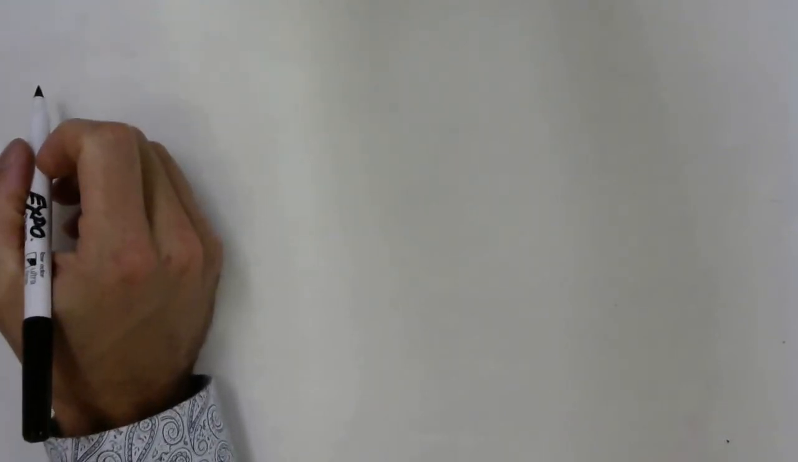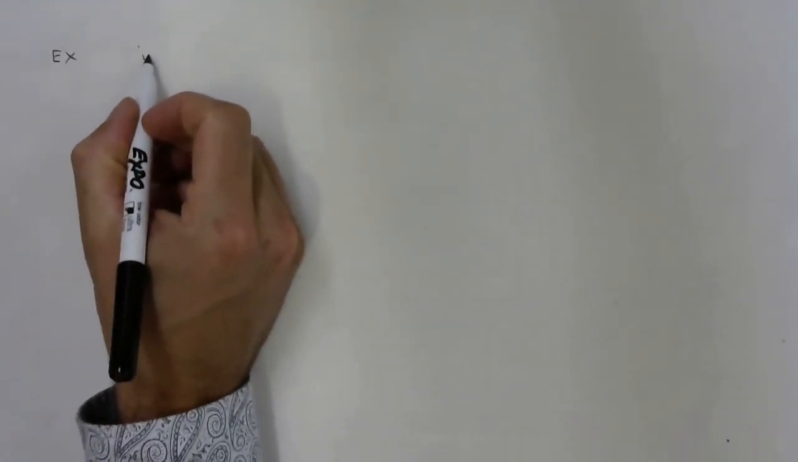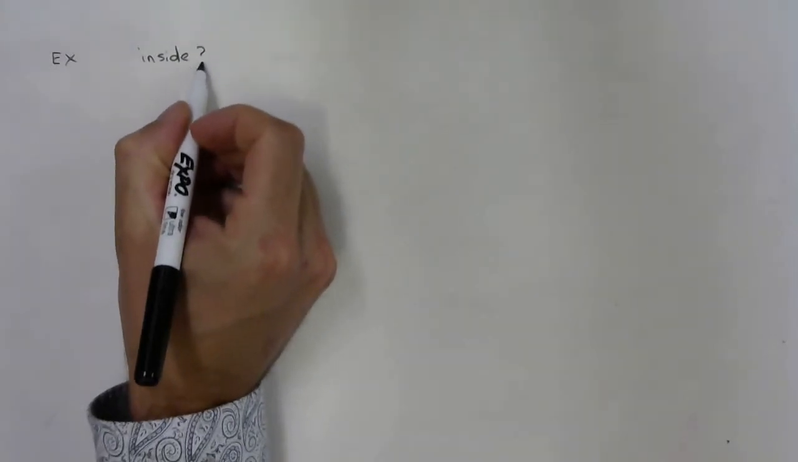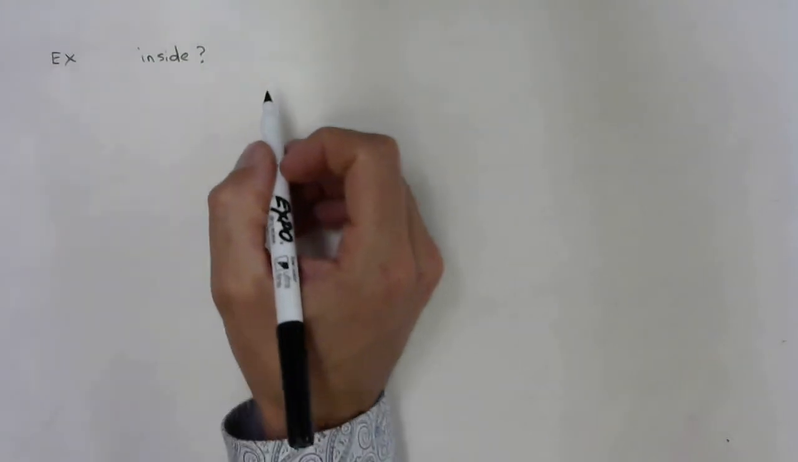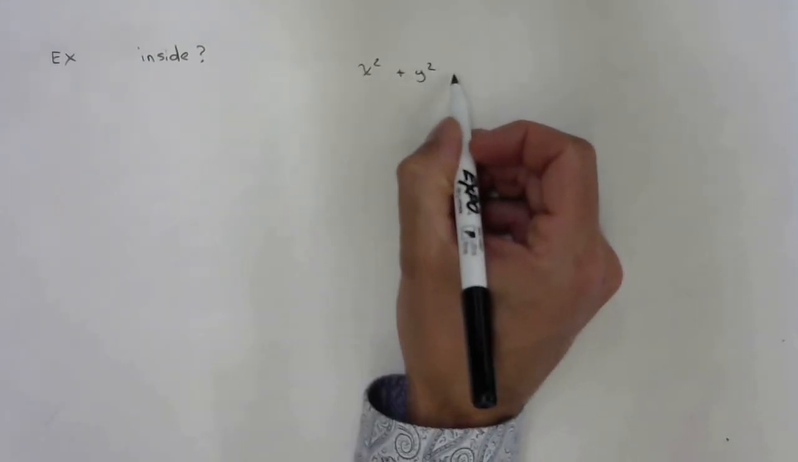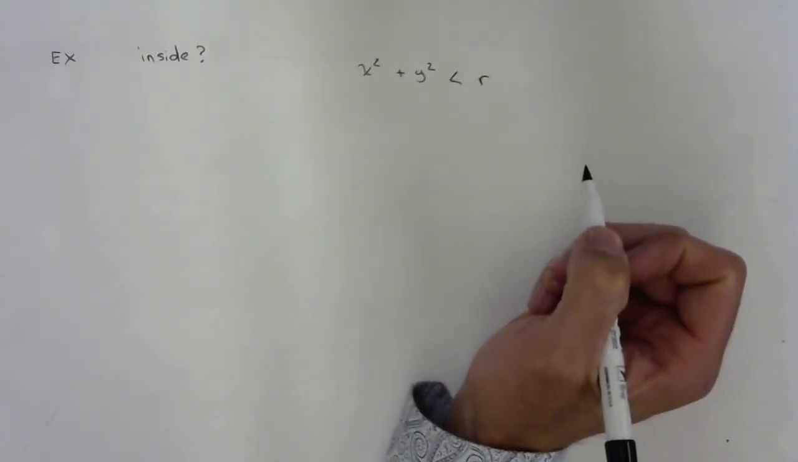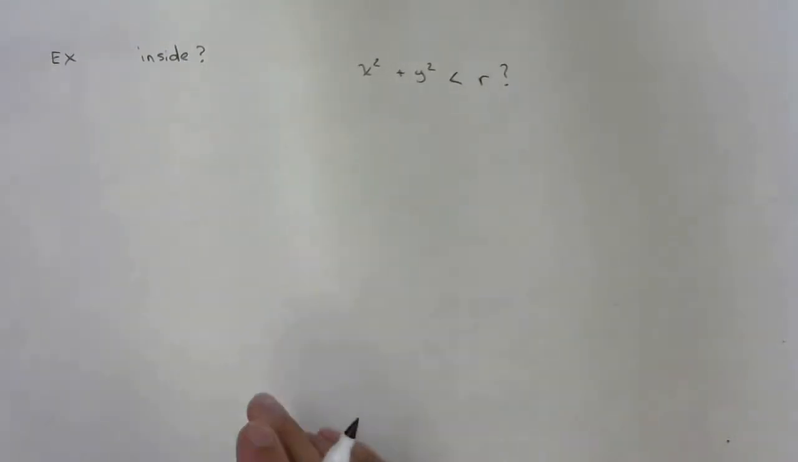Example 2, we're going to determine whether a point lies inside a circle. So, does it lie inside? How will I know if it lands inside? If it's smaller than the radius. If x squared plus y squared is less than the radius. Okay, that's what I'm looking for. Good job.